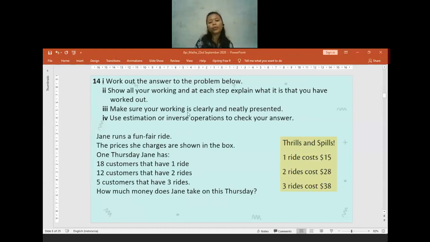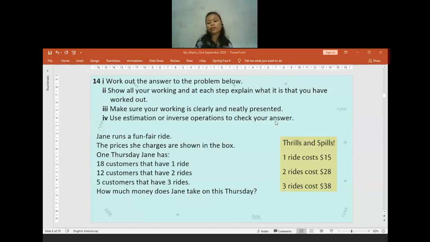Now for question 14, we have the word problem. For the word problem here, you have to find the final answer. After that, you have to show all your working properly. Make sure it is neat and easier for anyone who reads it. Maybe if you haven't done it yet, we can discuss it together.